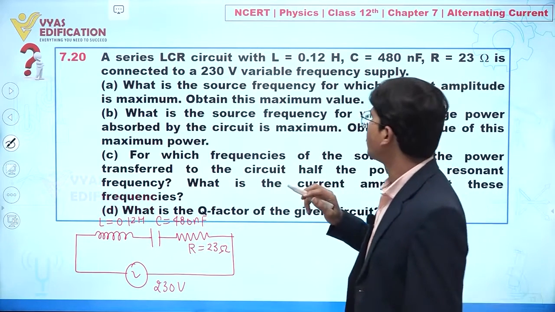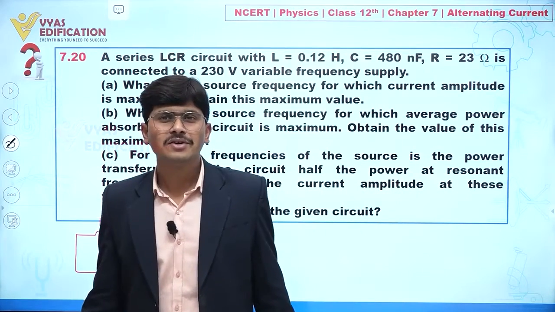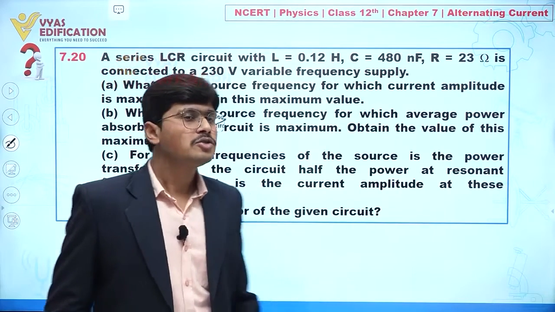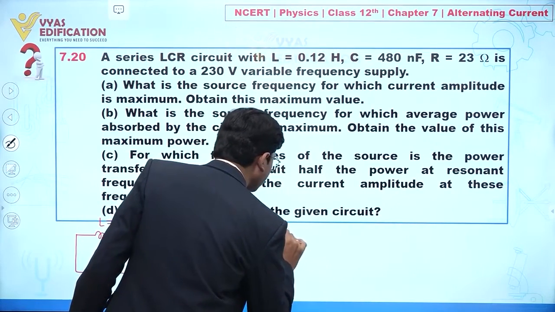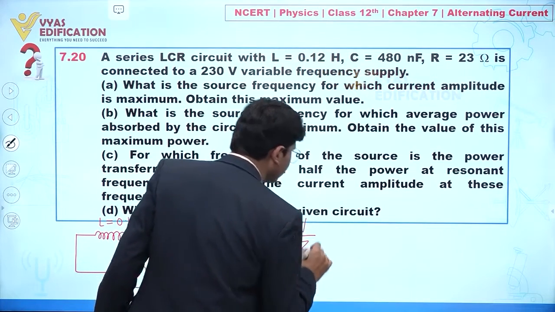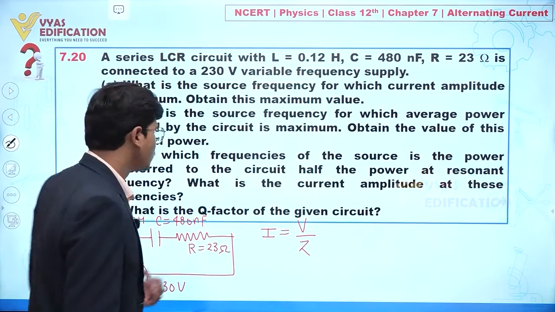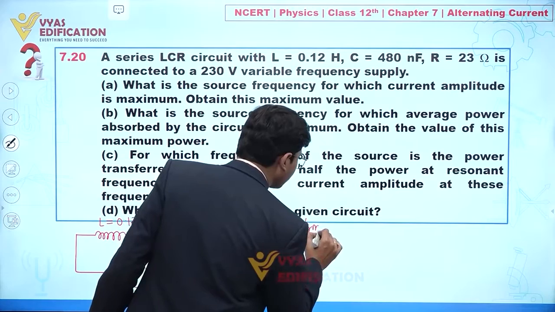Now in this question, part A, what is the source frequency for which the current amplitude will be maximum, and obtain the maximum value of current. Clear? If I write the expression of current, it is given by V by Z, where Z is the impedance of this circuit, and V is VRMS.